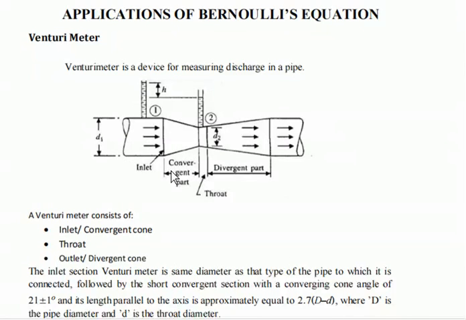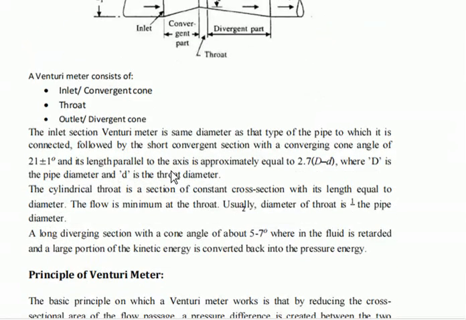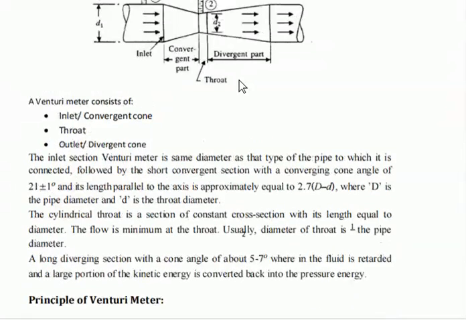Next one. The cylindrical throat is a section of constant cross section. This part is the constant section, the cylindrical throat section, in cylindrical form, with its length equal to the diameter. Whatever the diameter of the throat is, the length is the same as that diameter.